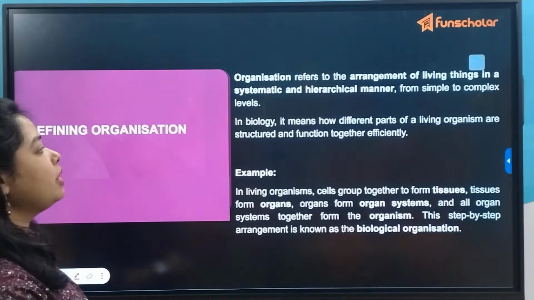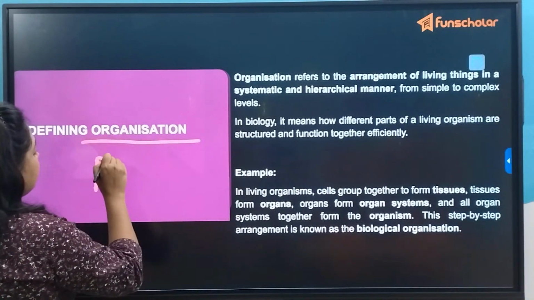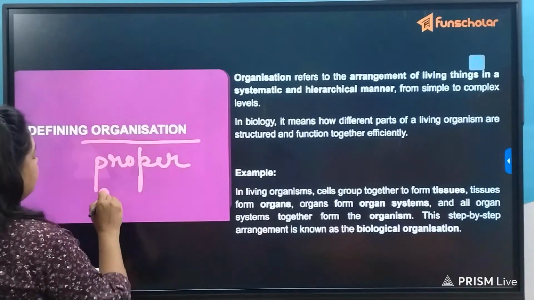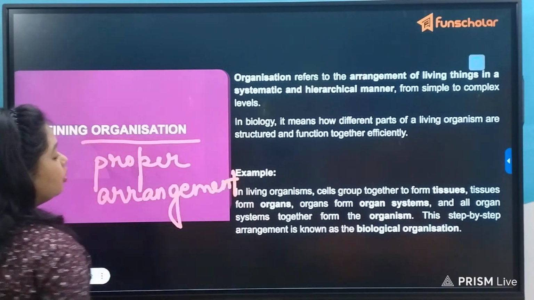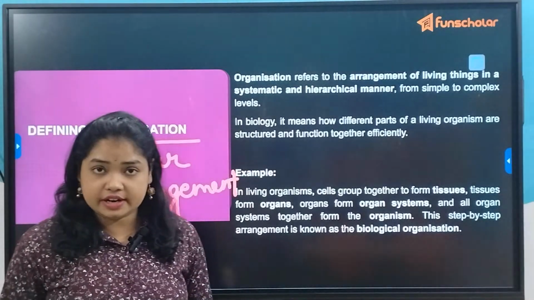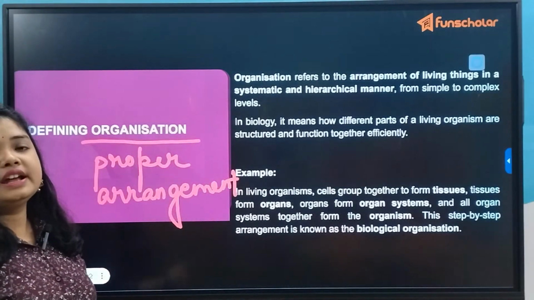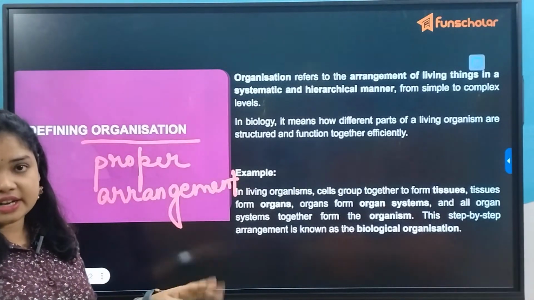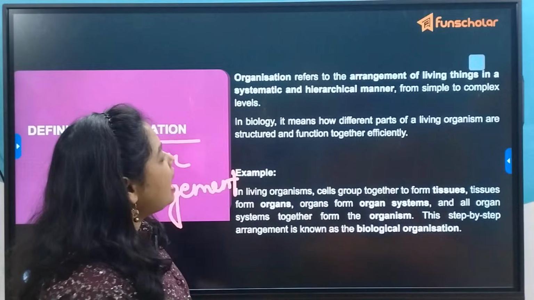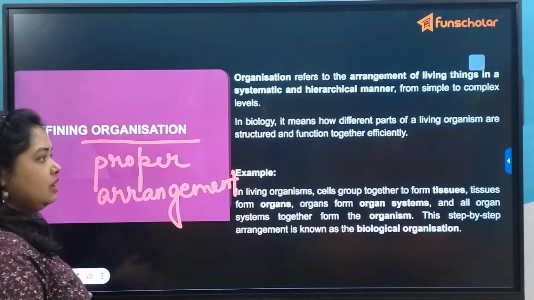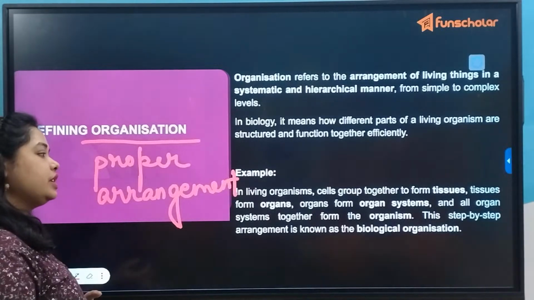Now, organization. What do you mean by organization? By the term we know, it means a proper arrangement. So, when we see a proper arrangement, then we see that there is an organization, or there is a definite pattern, right? A definite pattern is followed. So organization refers to the arrangement of living things in a systematic and hierarchical manner from simple to complex level, right? So it means how different parts of a living organism are structured and function together efficiently.